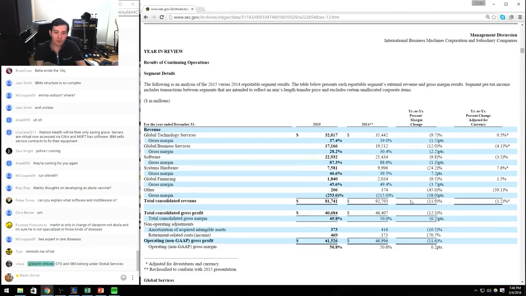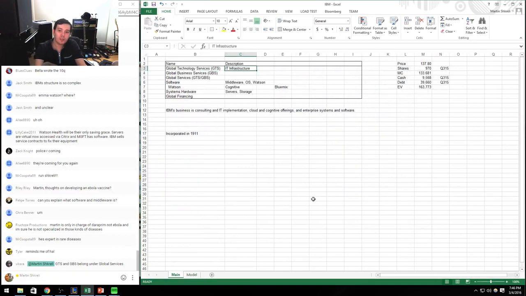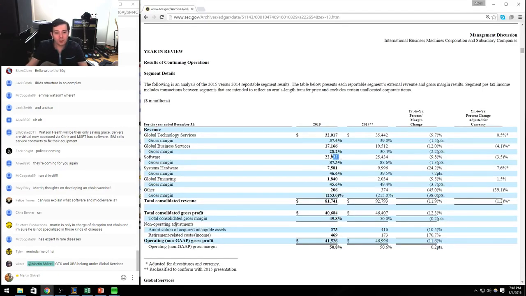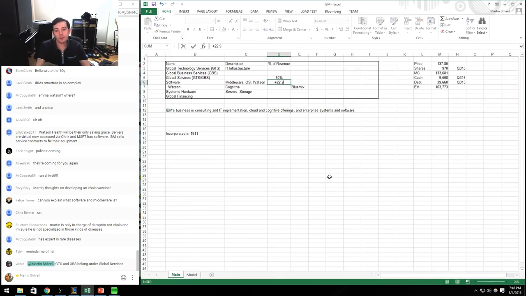All right, so here you can see global technology services is 32 billion and global business services is 17 billion out of 82 billion. So we can do a percent of revenue marker here where we can say the percentage of revenue of all global services is 32 plus 17 divided by 81.7, which is 60%. So IBM is 60% services. How about software? 22.9 billion over 81.7. So it's 28% software. And together, that's already 90%.